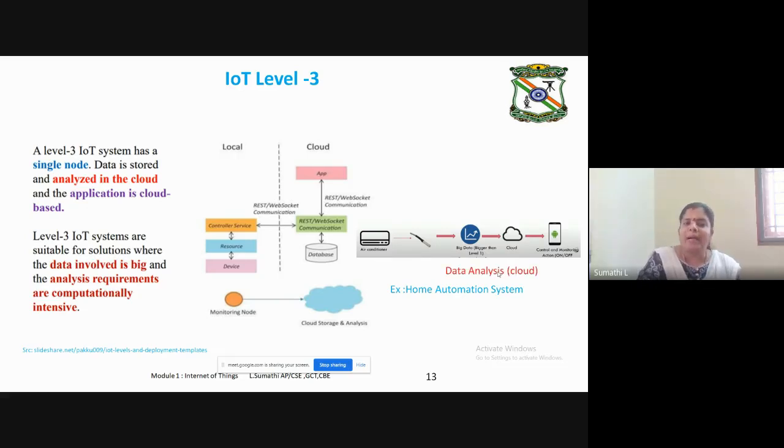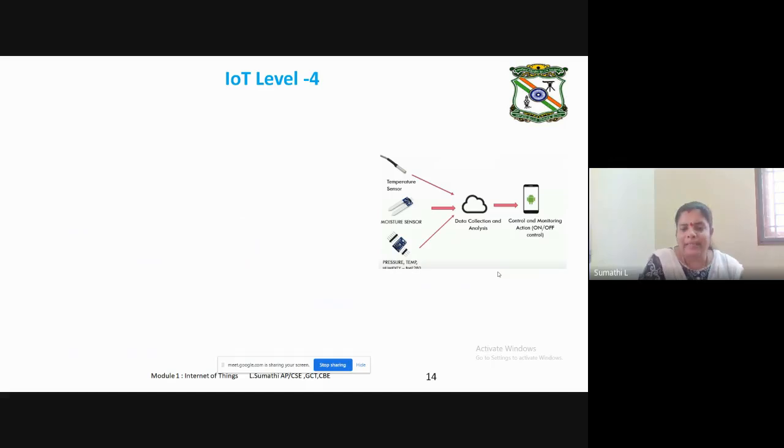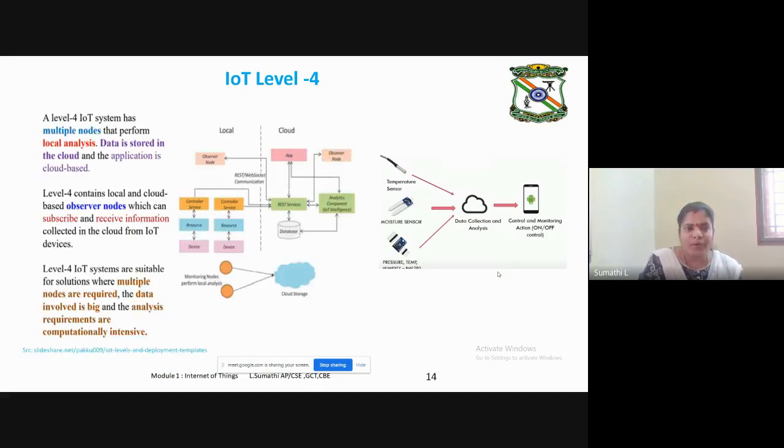What if I have multiple nodes? If I have multiple nodes, then that comes under level 4. When you have multiple nodes, you have one thing called an observer node, and that observer node will register for the interested events to get the notification, right? That is your level 4. Here, these nodes are not independent of each other, right? They may be dependent on each other.